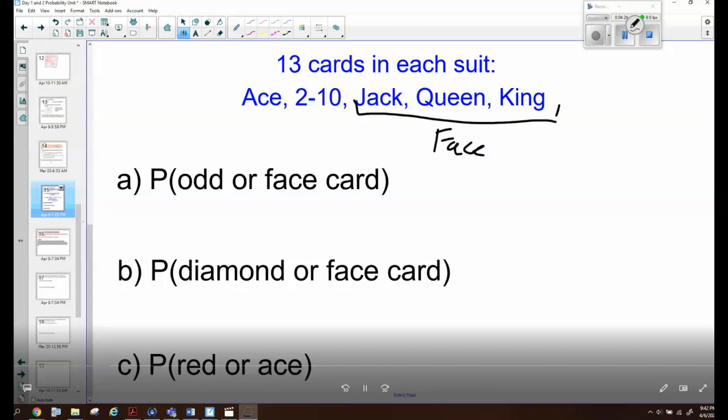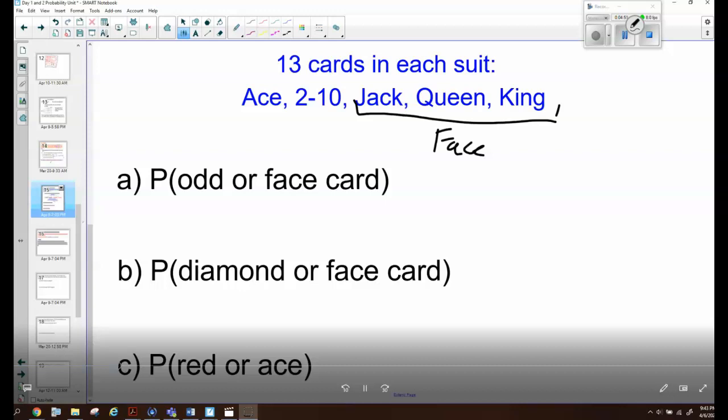Now, or is a funny word in probability. Or makes things inclusive. It makes things bigger. Or means one is fine or the other is fine. It generally makes probabilities or likelihoods larger. The word and is very different. And shrinks our groups. It doesn't sound like it, but that should make sense. For something and another thing to happen, that generally makes probabilities smaller. So we're talking about or first.